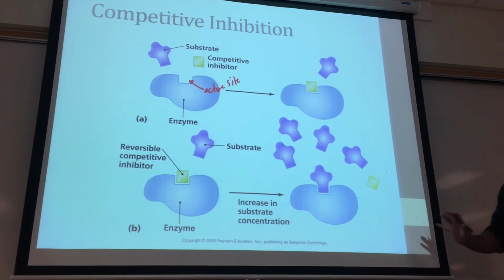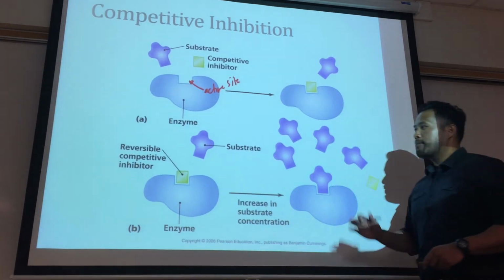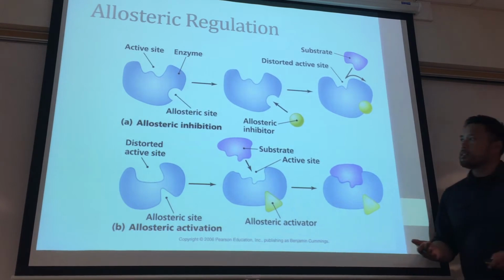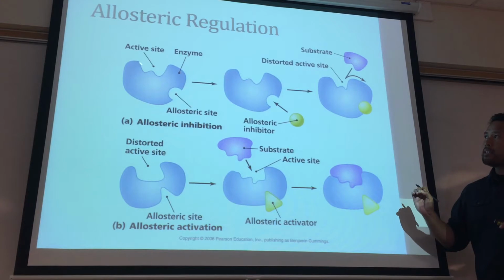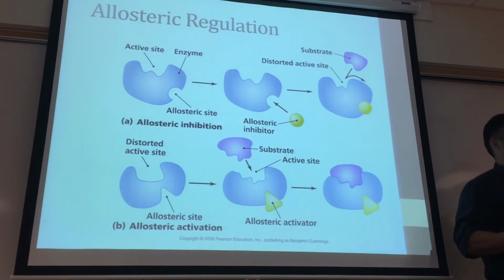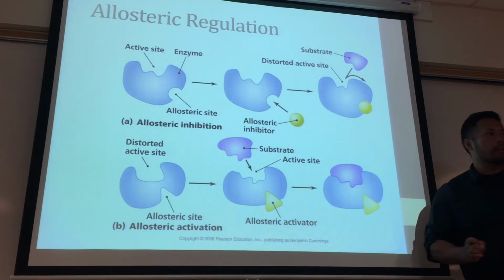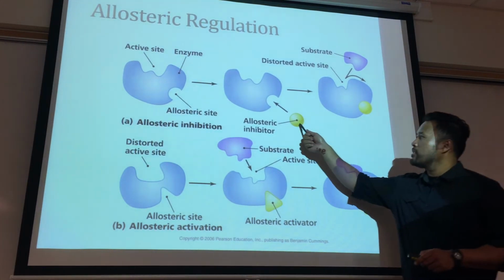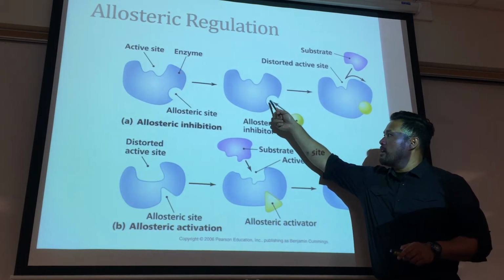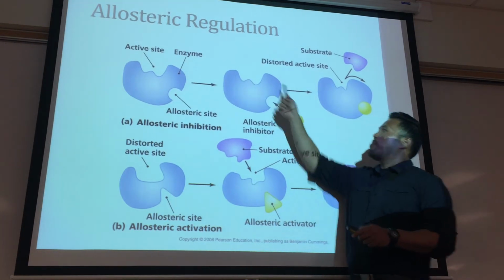Now, while we've been talking about competition for the active site, we have to talk about another site. And this is what's called the allosteric site. It's another site on the enzyme that is not the active site. So if this is your active site, there's an allosteric site that can bind to it. And in this case, this is an allosteric inhibitor. An allosteric inhibitor comes in, and when it binds to that allosteric site, it creates an entire conformational change of that protein.